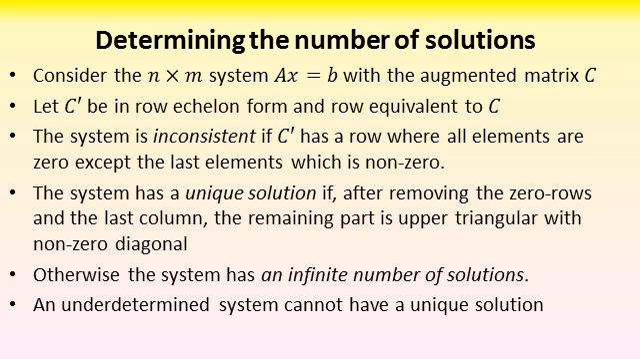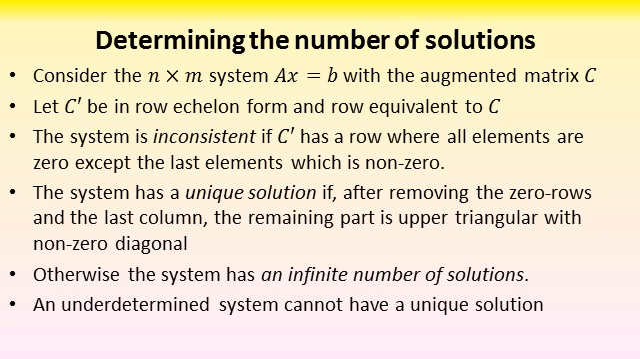For an overdetermined system, it is possible that the system has a unique solution. And this is really due to the fact that we first remove 0 rows. And when we remove 0 rows in an overdetermined system, you might actually remove exactly the number of rows necessary for the remaining matrix to be square and have a non-zero diagonal.